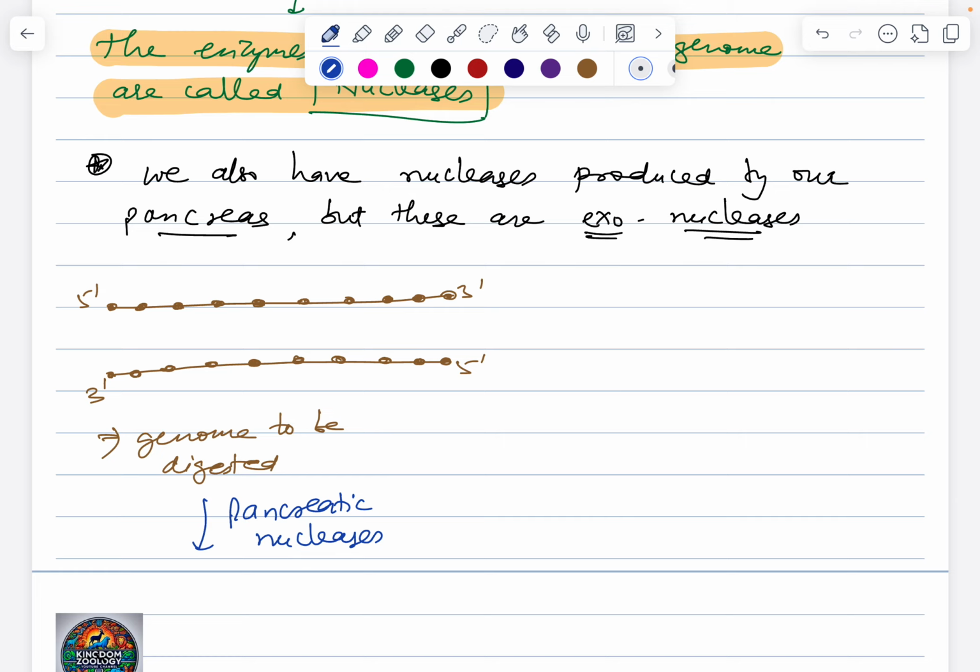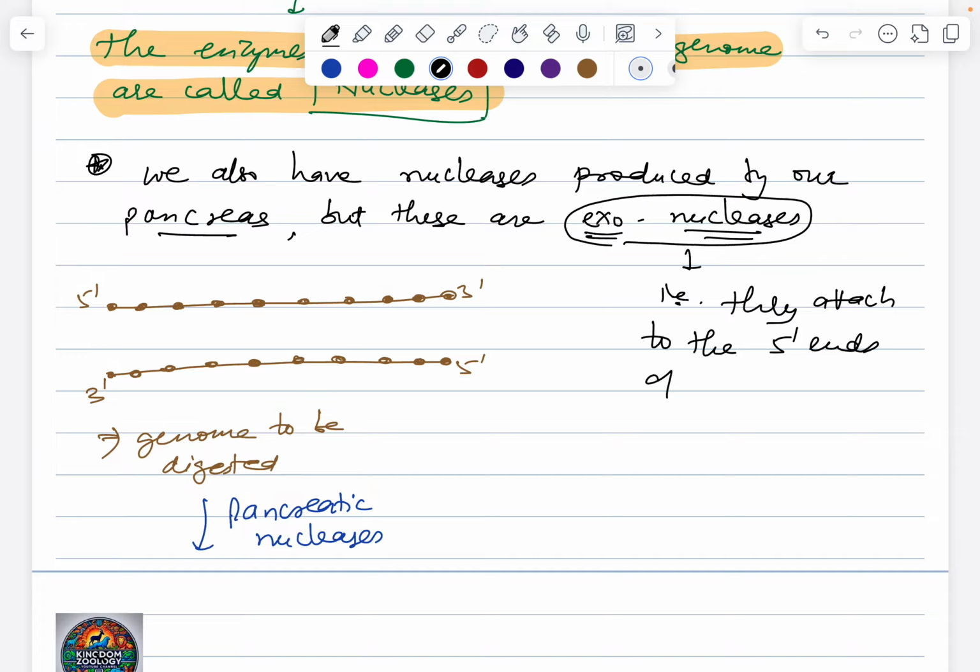The problem with the pancreatic nucleases is that these are exonucleases, which means they attach to the 5' ends of both the strands. Exonucleases are enzymes that will attach to the 5' end of both the strands. This is one enzyme that is attached here. This is the other enzyme that is attached over here.